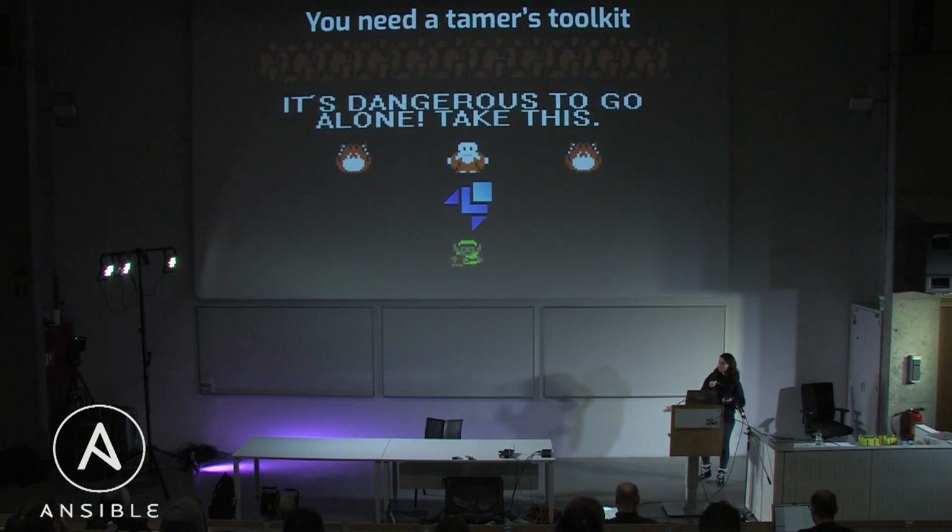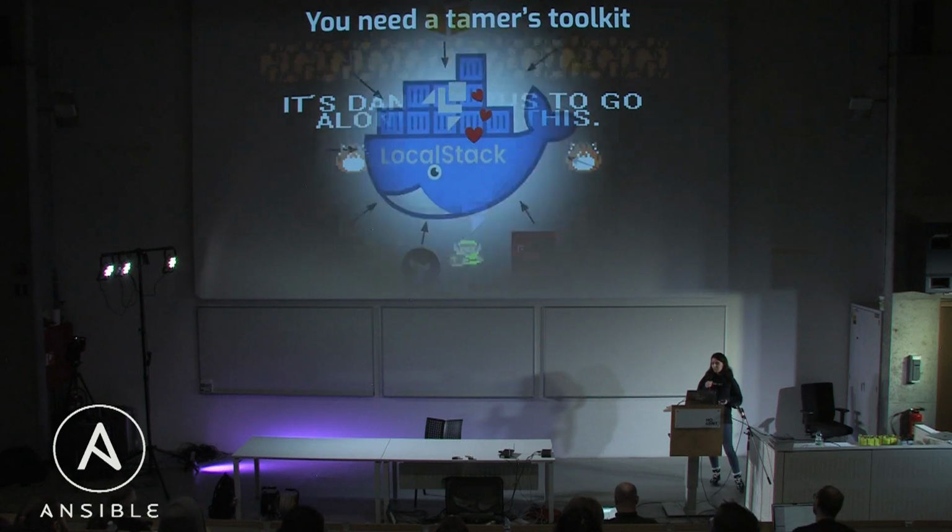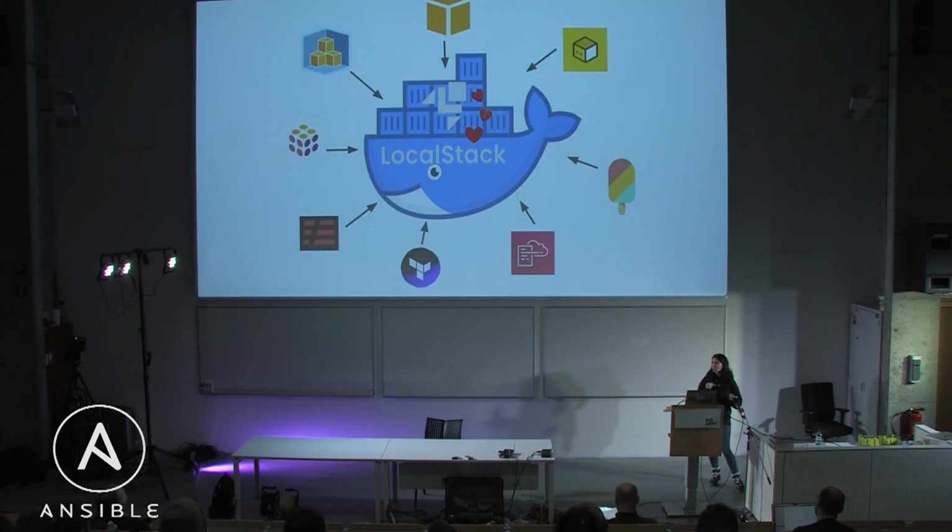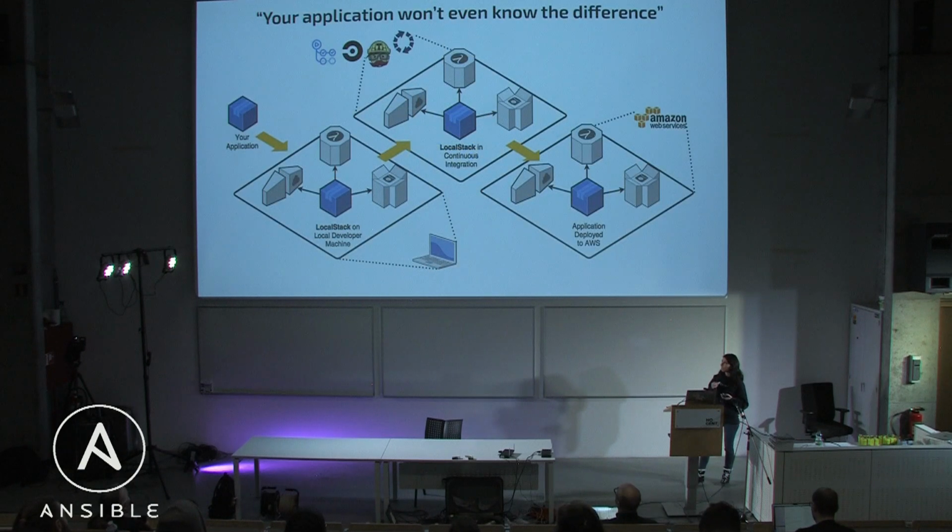So what is there to do? You need some sort of tamer's toolkit, because it's dangerous to go alone. And this toolkit is basically a cloud emulator, an open source cloud emulator that ships as a Docker image. And this is pretty much the standard these days. And it integrates out of the box with all of these infrastructure provisioning tools that you've seen before in the jungle. So it's really easy to start tinkering with stuff on your local machine without the constraint of additional costs or permissions that you might need from your company.